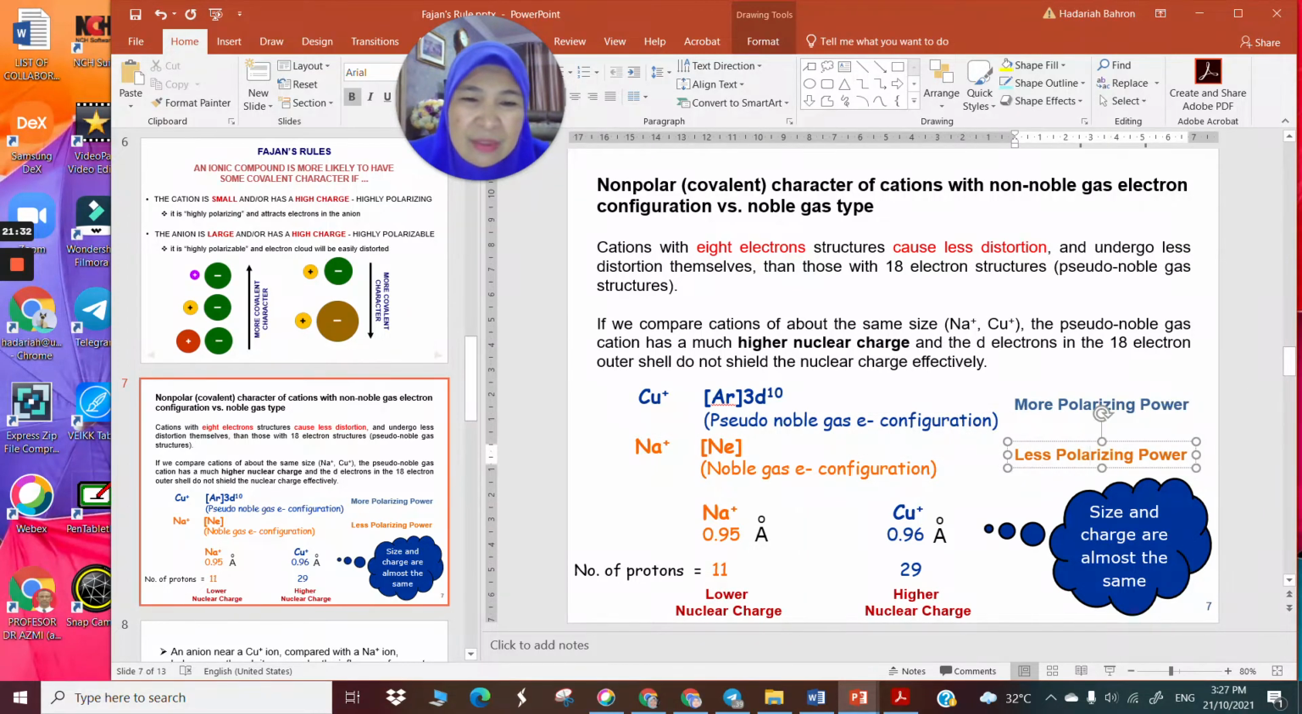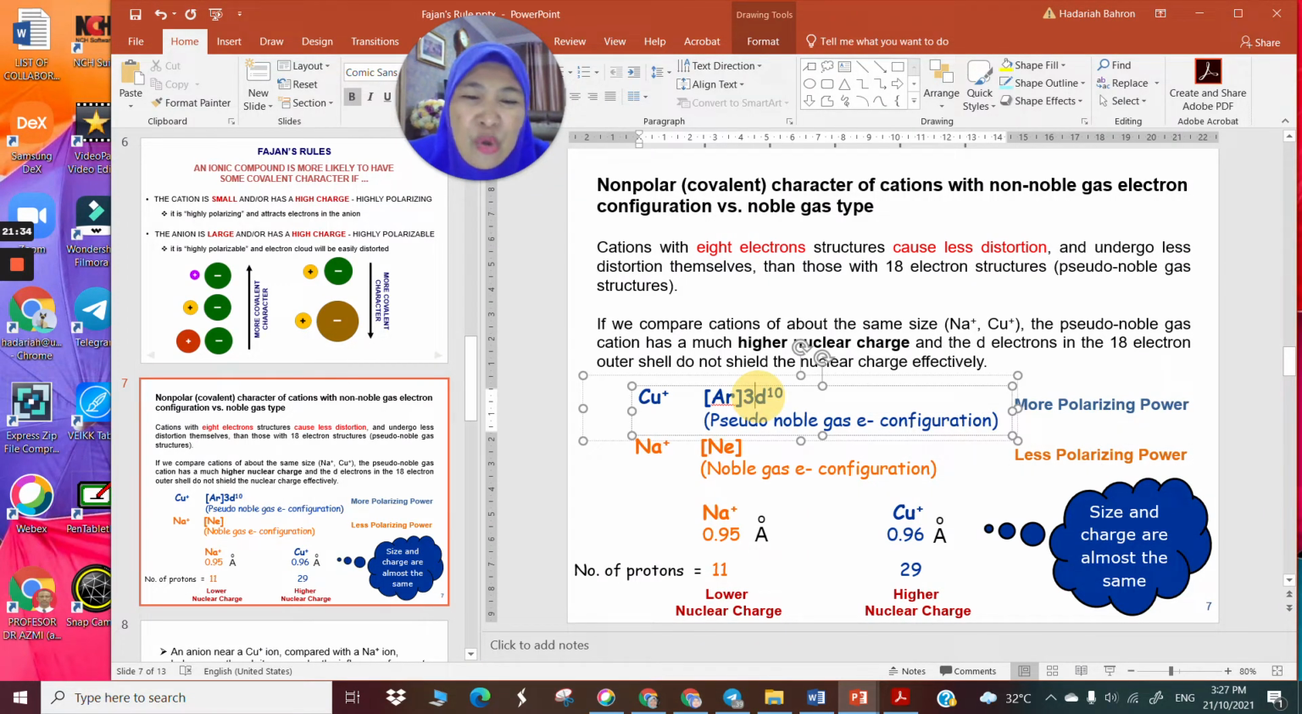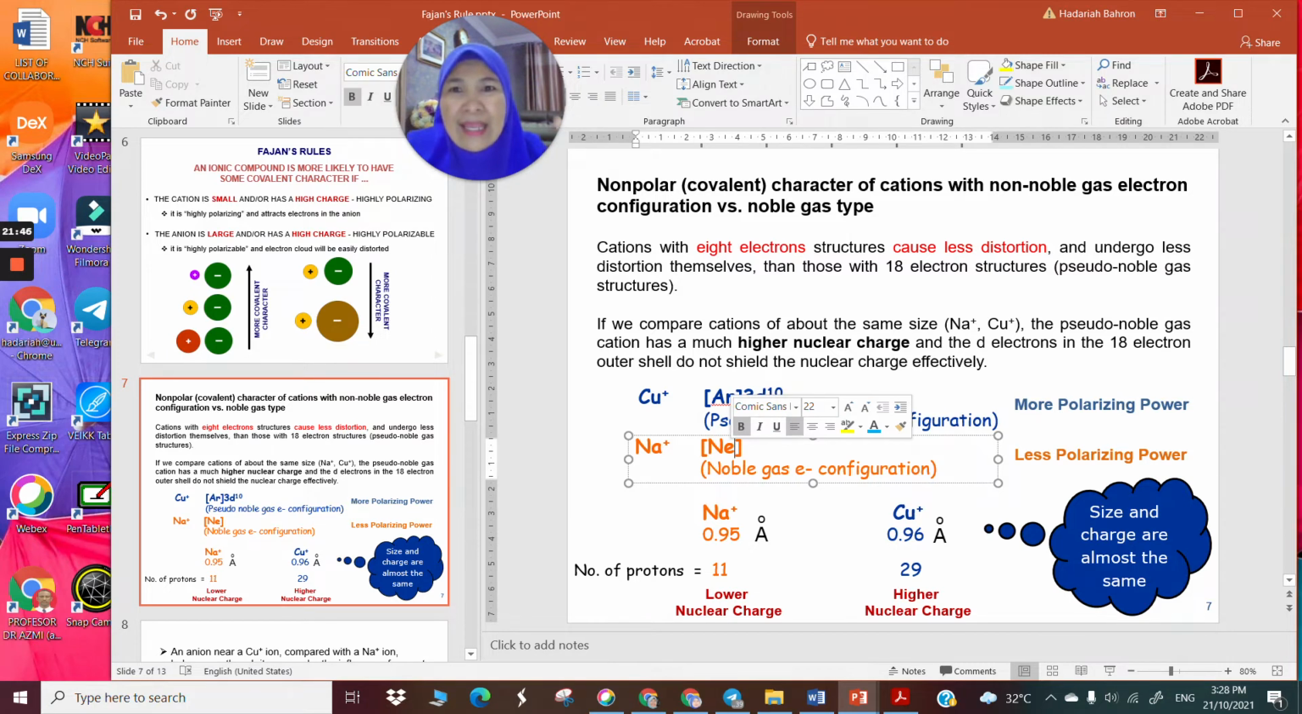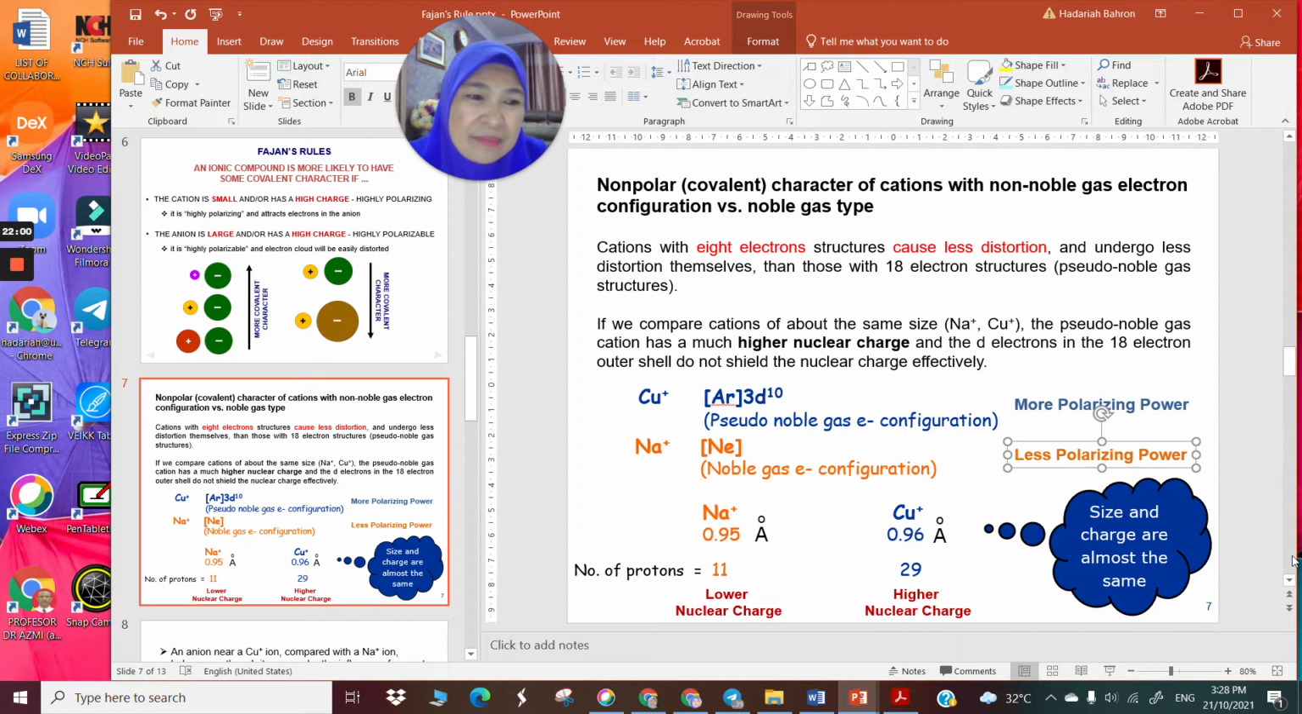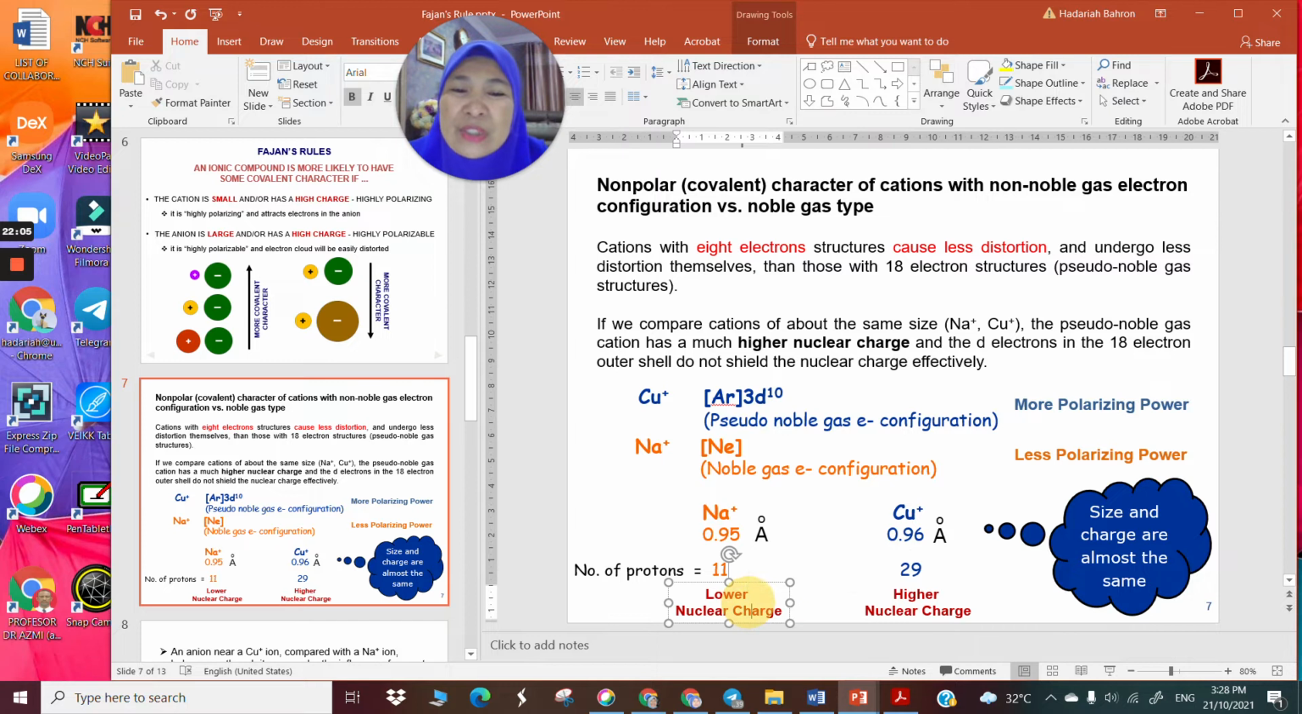less polarizing power. This is the non-noble gas electron configuration for copper: Ar, argon, 3d10 for Cu+, whereas sodium is simply neon, exactly like a noble gas. So the shielding is much more effective in sodium. That is why copper is more polarizing than sodium, because of the higher nuclear charge of copper compared to the sodium.